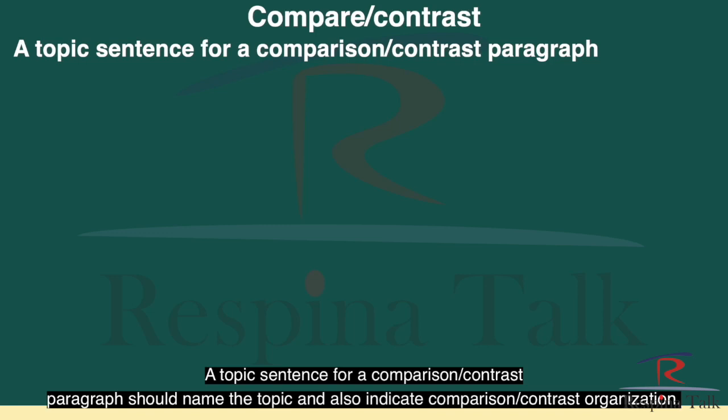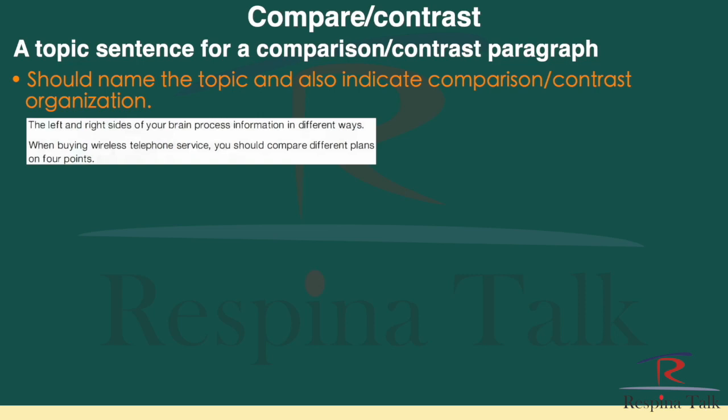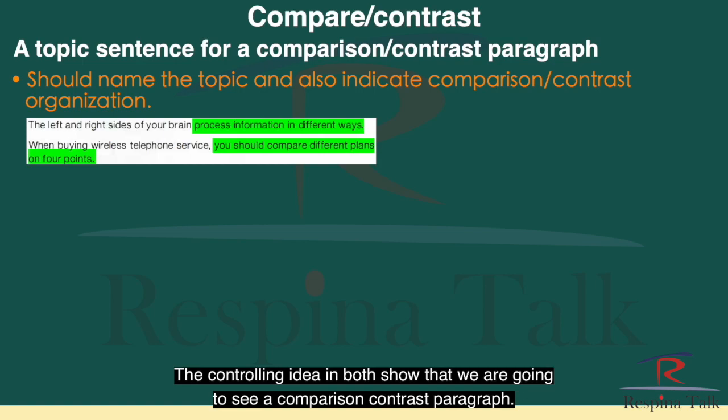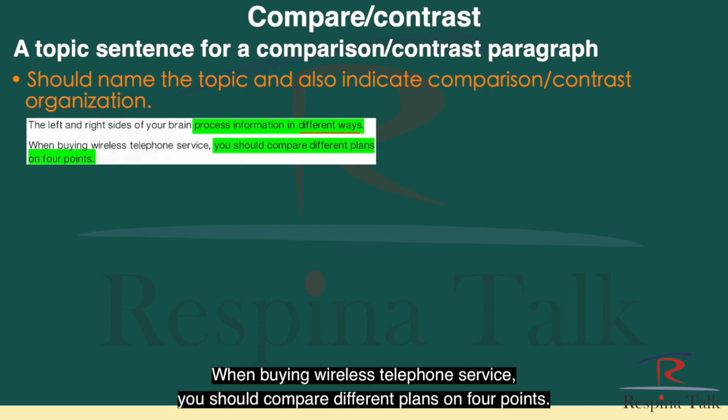A topic sentence for a comparison-contrast paragraph should name the topic and also indicate comparison-contrast organization. Look at these two topic sentences. In both, you can easily find the topic and a controlling idea. The controlling idea in both shows that we are going to see a comparison-contrast paragraph. For example, the left and right sides of your brain process information in different ways. Or, when buying wireless telephone service, you should compare different plans on 4 points.